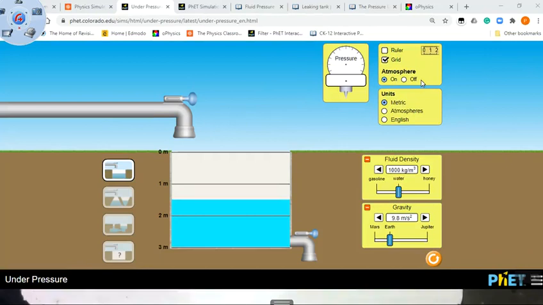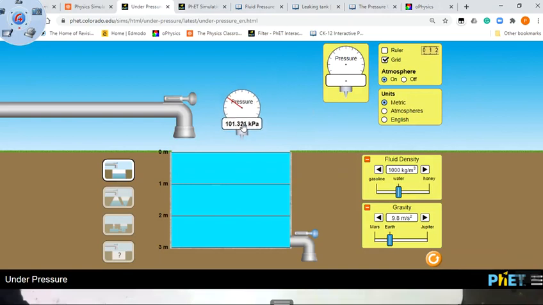So here we have a little simulation, a PhET simulation, called Under Pressure, and we're going to see a few things here. We have a pressure meter, and we're going to see a few things that affect pressure. We fill this up with water, and we can make the density more and less, and we'll see the effect. Then we go and measure the pressure.